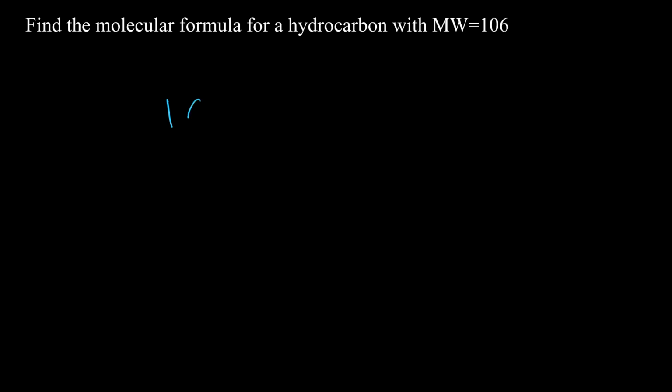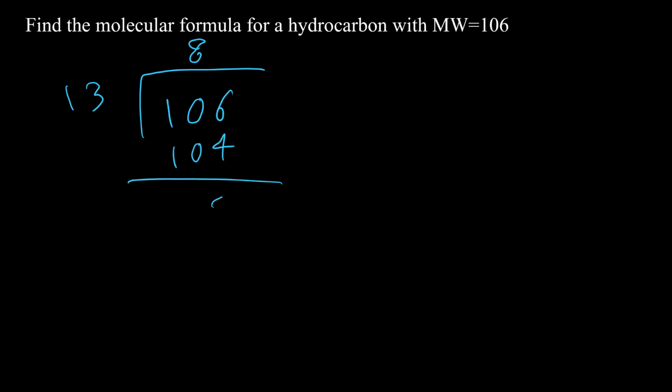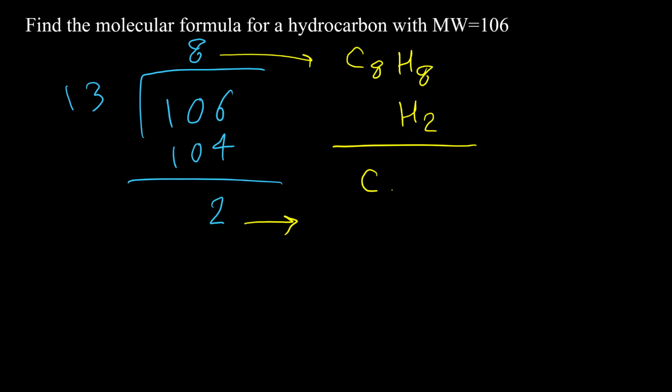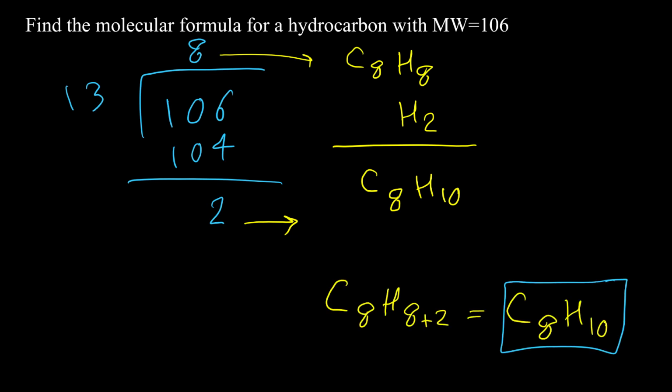Here is the next example. Again, rule of 13. We have 106 divided by 13. The answer again is 8. And here we have 8 times 13, 104. And remainder is 2. Then we can say that quotient is 8, so we have C8H8, and remainder is always number of hydrogen. So we have 2H, I'm writing H2 here. The answer is C8H10.